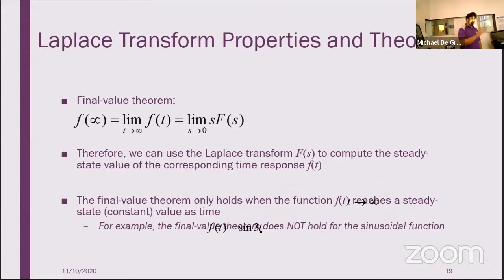So there are a couple more properties that, well, I guess these are theorems, really, they're not properties. We can talk about the final value theorem. What if I want to take the limit of a function as time goes to infinity? How does that affect the Laplace transform? Well, the limit of a function of time as time goes to infinity is equivalent to the limit of s times the Laplace transform as s goes to 0.